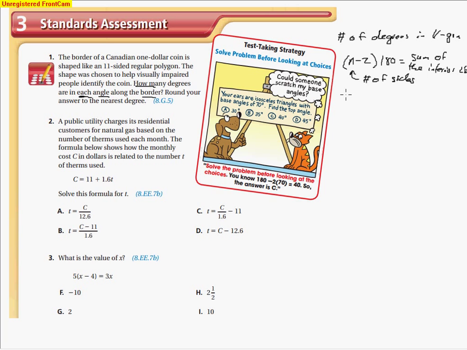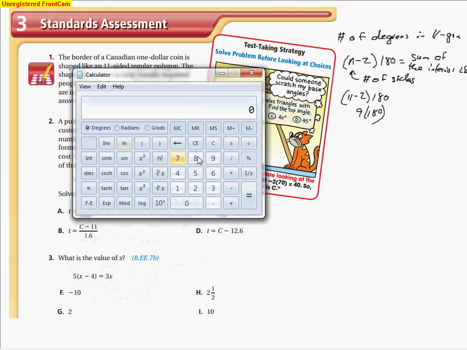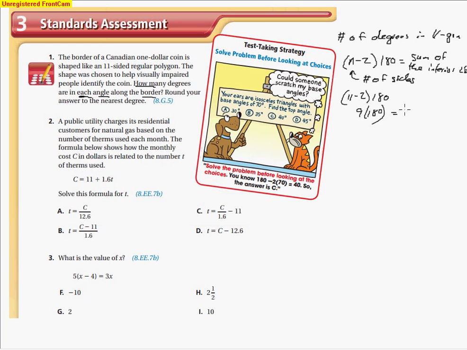So I'll put the 11 in for n, and then minus 2 times 180. That gives me 9 times 180. I'll go ahead and do 9 times 180, and that gives me 1,620 degrees. So that's the sum of all the interior angles.